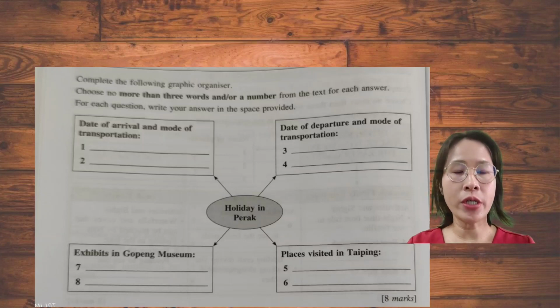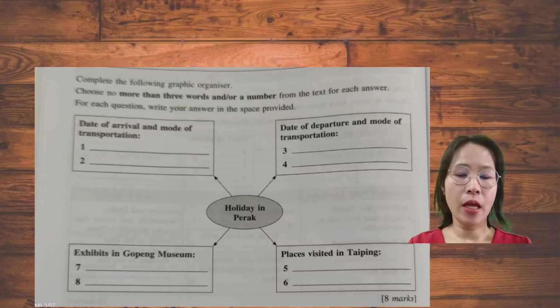Okay, so as usual, let's read through the questions first. Holiday in Perak. Altogether we have 8 questions. This one is also very easy, so don't worry. Date of arrival and mode of transportation, that is for number 1 and number 2.